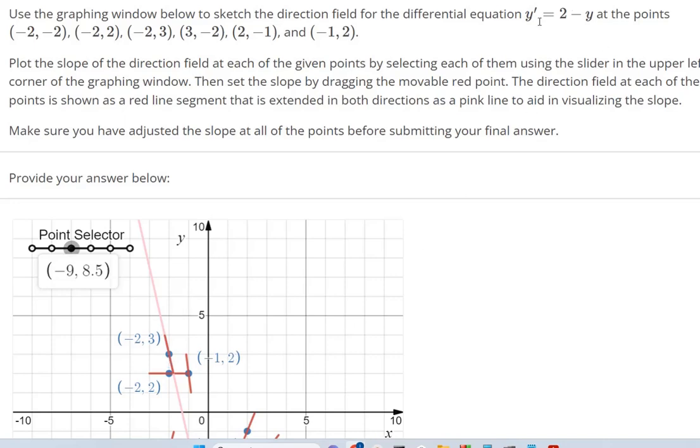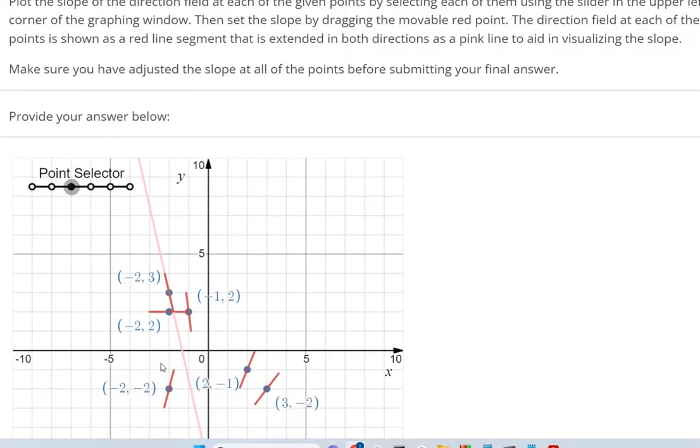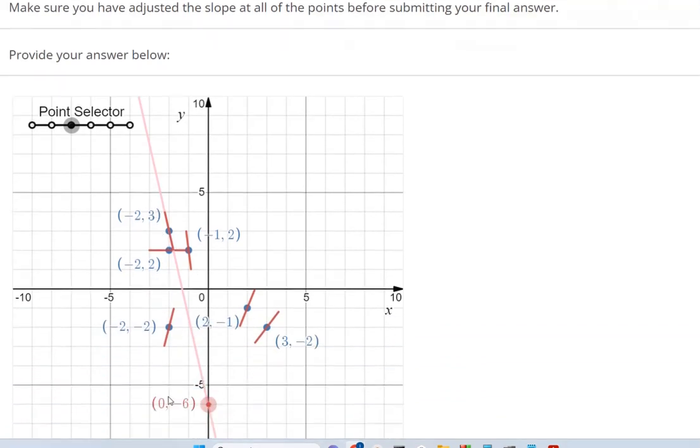If you plug in -2 for x, which is no place to do on this one, but if there was an x, you'd plug in -2 for x, plug in 3 for y. 2 minus 3 makes -1. The slope should be -1 here. So I want to make this go down 1 to the right 1. Next point.